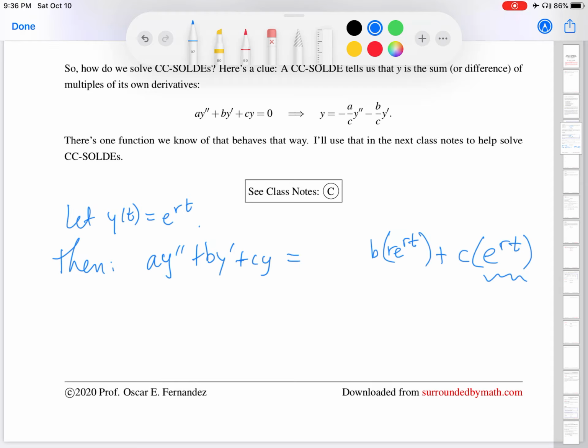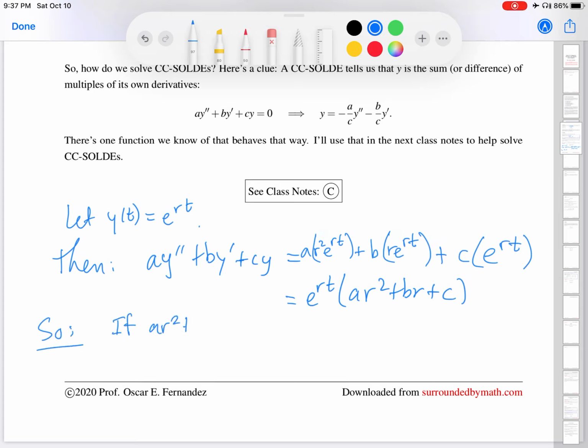Great. And then the last term, I'm going to do y double prime, which is the derivative of y prime. So again, I'm going to use a chain rule there, bring down another factor of r. So I get an r squared e to the rt. Great, and each of these terms has an e to the rt. So I'm going to factor that out, leaving me with this.